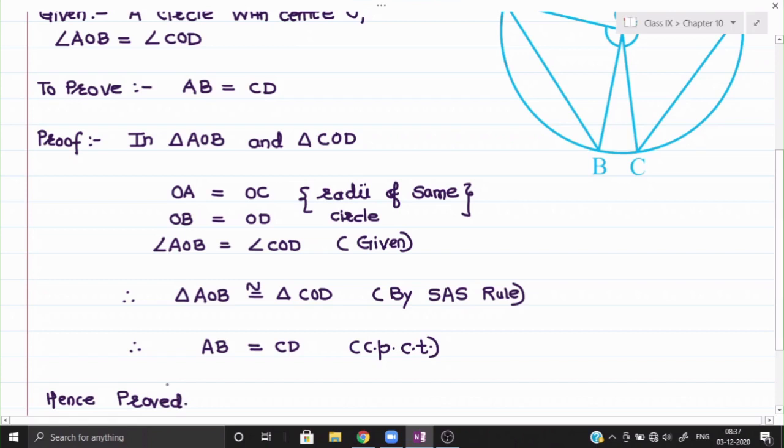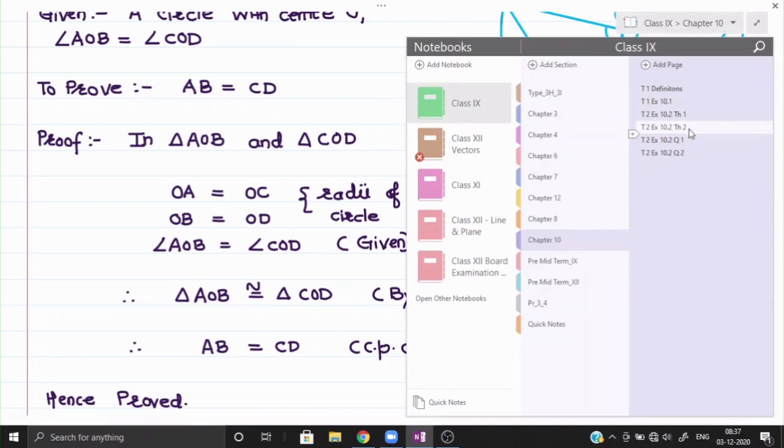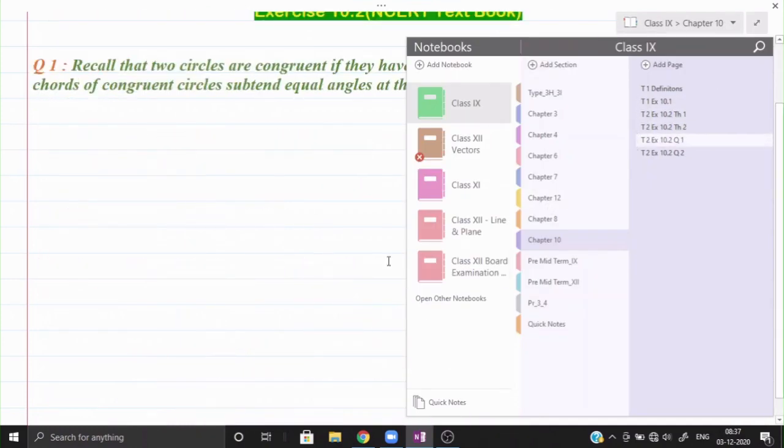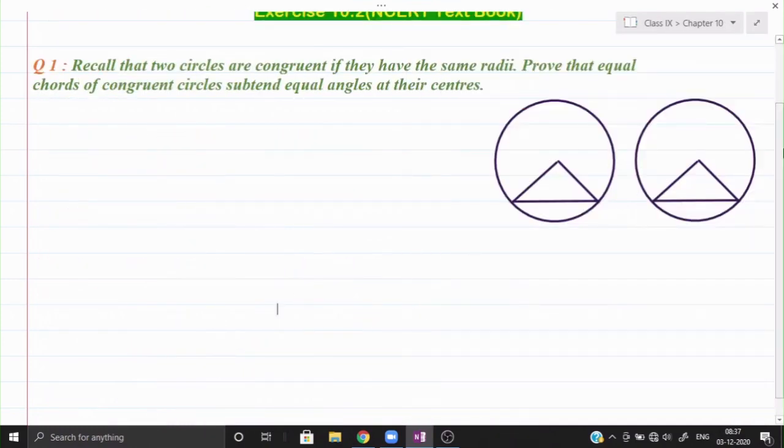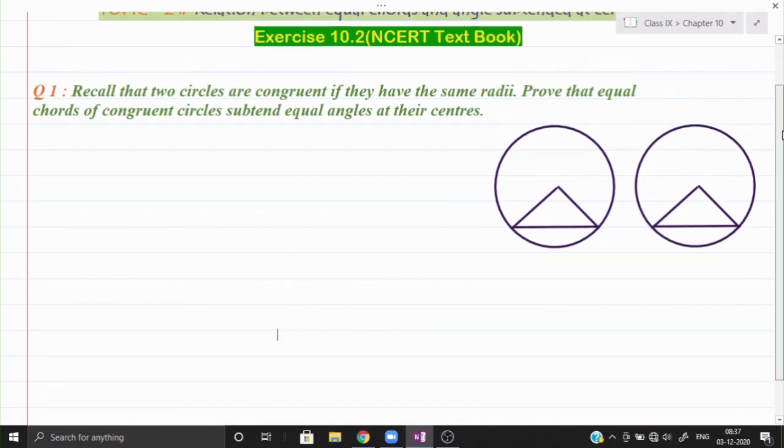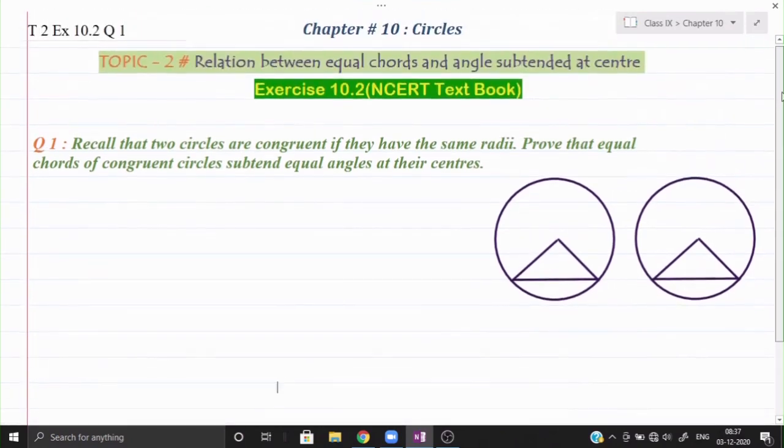As we go further in the chapter, some topics will be a little difficult for us. Okay, now we are going to start the exercise 10.2. Exercise 10.2, you can see here the first question we have given will look very similar to the theorem we have covered up till now, but it will be a little different.